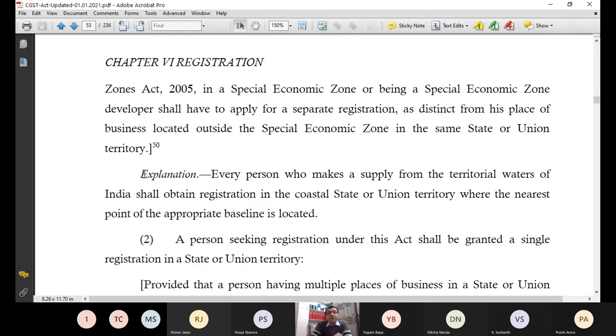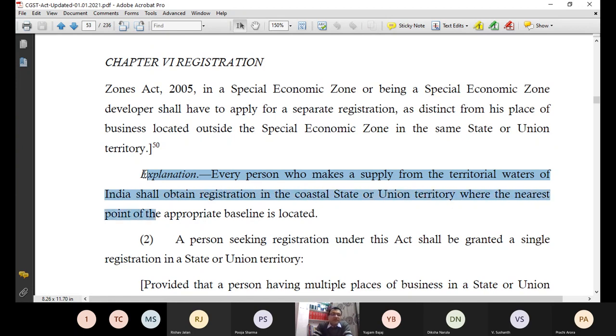So the question arises, in which state should I register? Suppose, from the Bay of Bengal, I am in the business of extracting mineral oils, or I am making some supply basically from the sea or oceans, then in which state should I register? The act says every person who is making a supply from the waters of India has to obtain registration in that state or UT where the nearest point of the appropriate baseline is located.